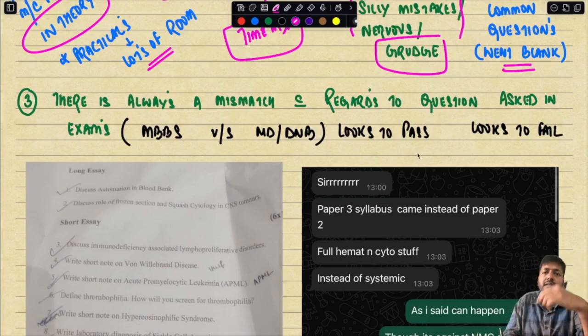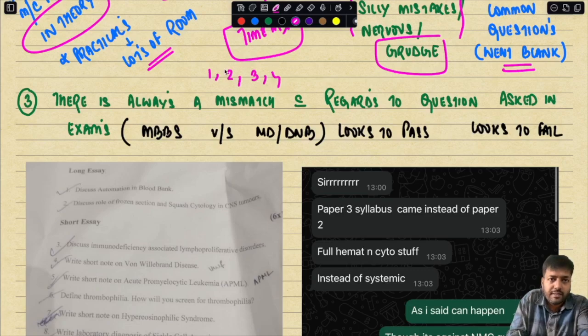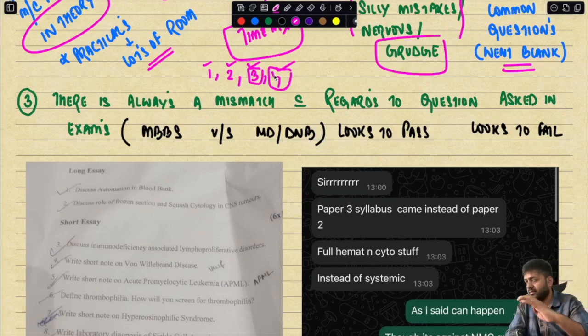So remember, the NMC has made a pattern of paper number 1, 2, 3, 4 like this. Paper number 1 is based on general pathology and molecular pathology. Paper 2 is based on systemic pathology and the recent advances. Sometimes they include recent advances also. Paper 3 is hematology and cytology, and paper 4 is a dedicated paper for the recent advances.